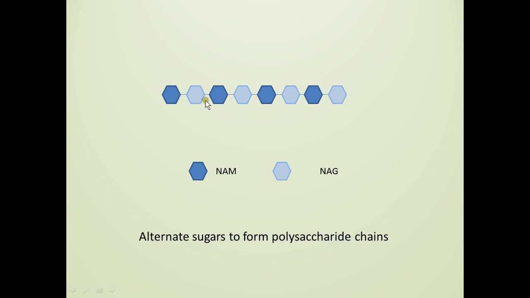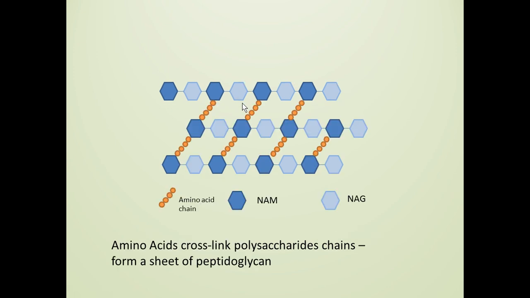To make a peptidoglycan sheet, we have to use multiple polysaccharide chains cross-linked by amino acids. Notice where the cross bridges are formed. The cross bridges form between the N-acetylmuramic acids. The entire structure then is referred to as peptidoglycan or peptidoglycan sheet.